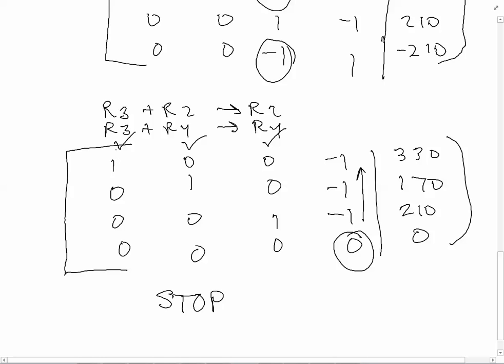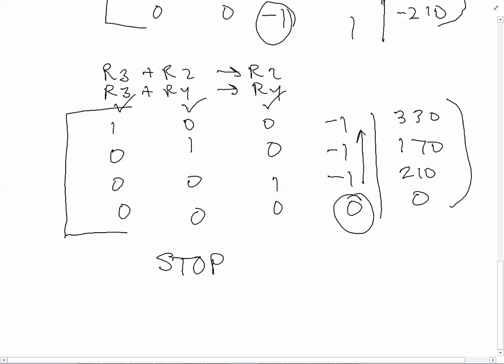Because remember, I want to be able to say that x1 equals blank, x2 equals blank, x3 equals blank, but I have 0 x4s in the fourth row. So that's rendered completely useless. So what do I have to do? Well, I've taken it as far as I could. My columns 1 through 3 are fine, but there's nothing much I can do with column 4.